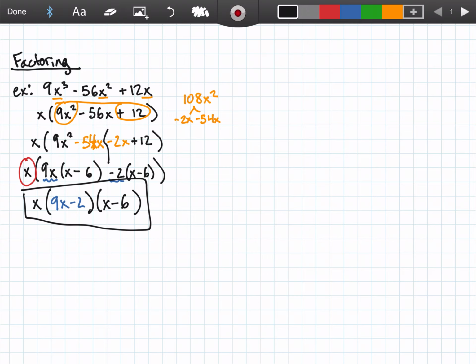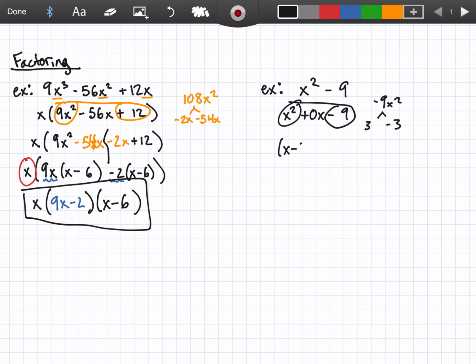Okay, our last example is with a difference of squares. So this was something like x squared minus 9. And with difference of squares, we could rewrite this to do x squared plus 0x minus 9. Factor those. Oh, it's positive 3 and negative 3, and there's the shortcut: x minus 3 times x plus 3.